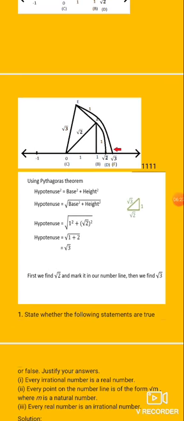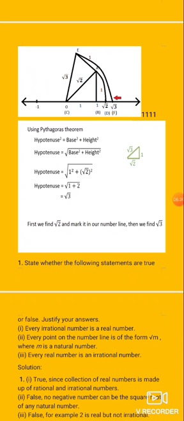Now the next, some simple questions. State whether the following statements are true or false. Justify your answer. First question: every irrational number is a real number. What is the answer? Yes, true. Since the collection of rational and irrational numbers is what?